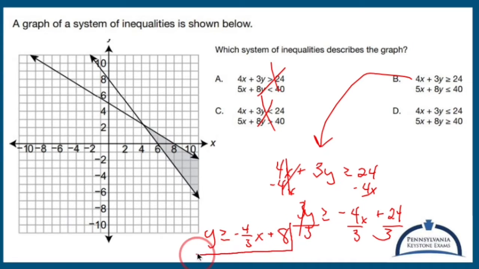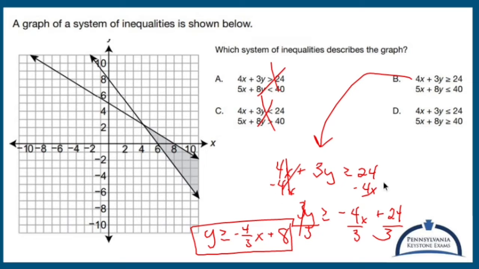Now, graphing that would look like this. Put a dot at 8, go down 4 over right 1, down 1, 2, 3, 4, right 1, 2, 3, and so on. You shade above, so this looks promising. So right now, choosing B was a good idea.